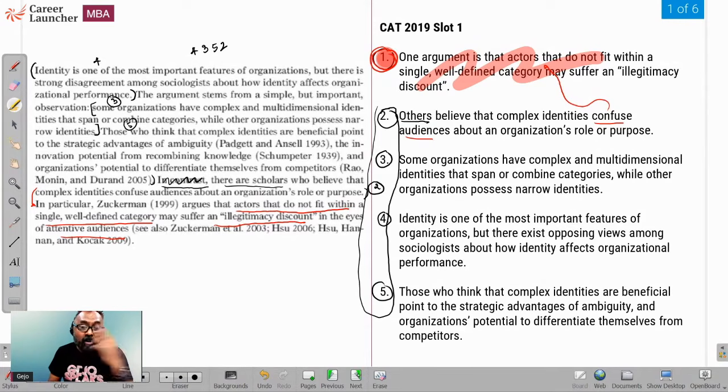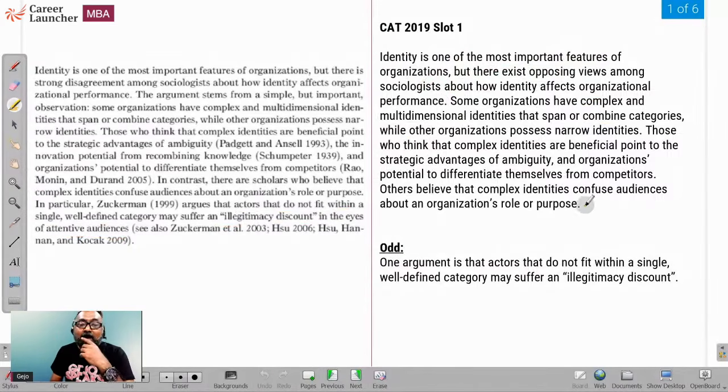Now, you would of course argue that, look, when you look at this as a paragraph, it is a well-connected paragraph. Identity is one of the most important features of organization, but there exist opposing views among sociologists about how identity affects organization performance. Some organizations have complex multidimensional identities that span or combine categories, while other organizations possess narrow identities. Those who think that complex identity is beneficial see a strategic advantage of ambiguity and the organization's potential to differentiate themselves from competitors. Others believe that complex identity confuses audiences about the organization's roles and purpose, and therefore this particular sentence in no way can fit in here, because there is no context to that.